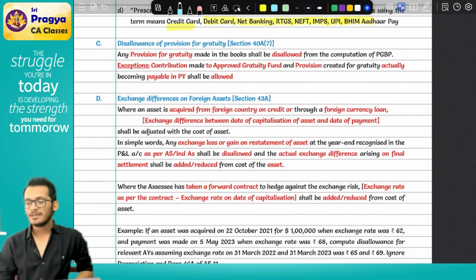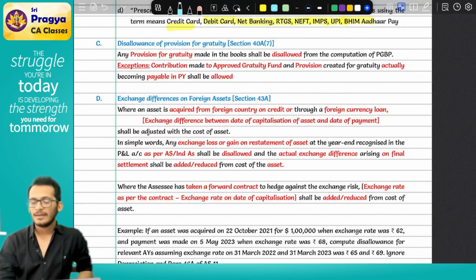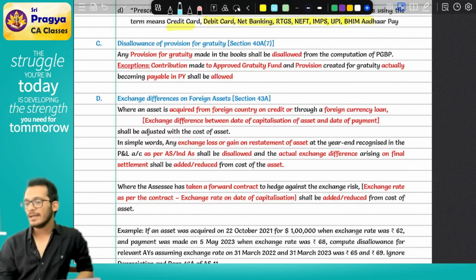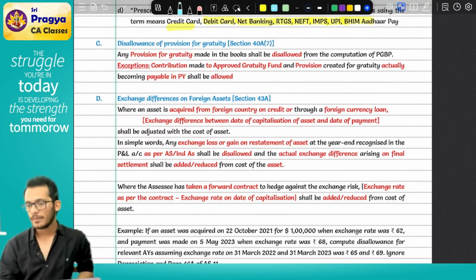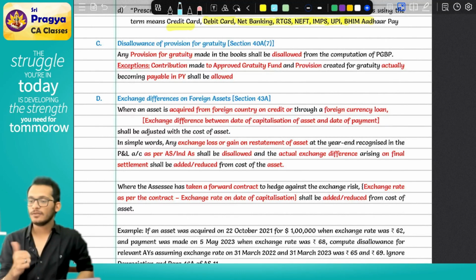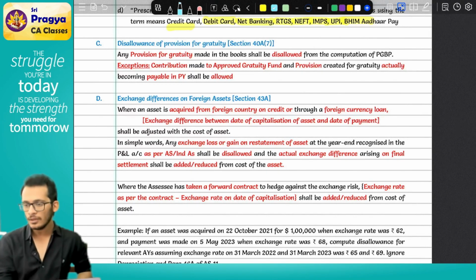If you have made the payment to the gratuity fund, technically, has it gone out of my bank account or not? It has gone out of my bank account. If it has already gone out of my bank account, it is as good as paid. Yes or no? Yes. So income tax says, Rahul, if you create a provision, I will disallow. But if you make the payment to a fund which is approved, I will allow the payment subject to 43B.